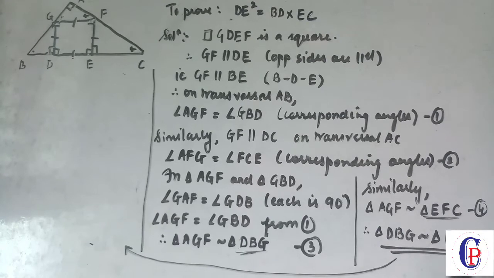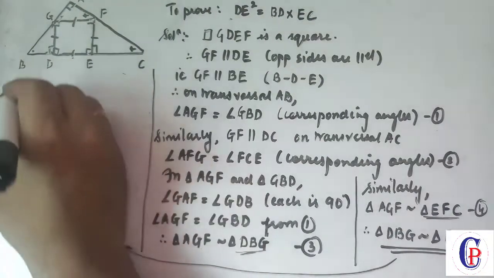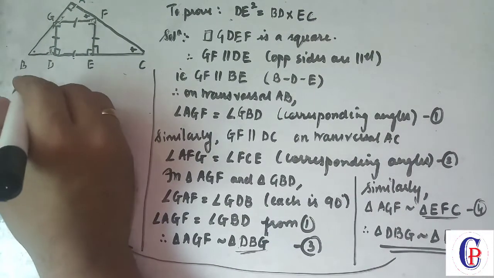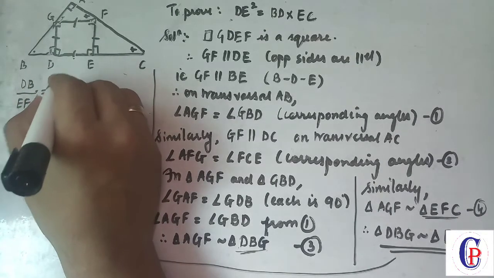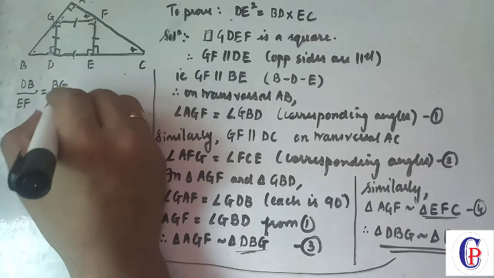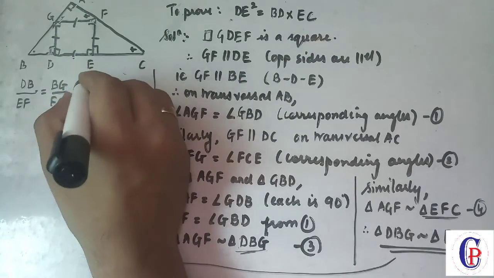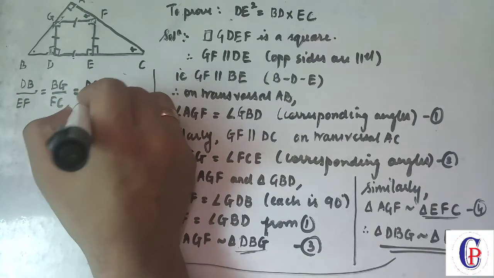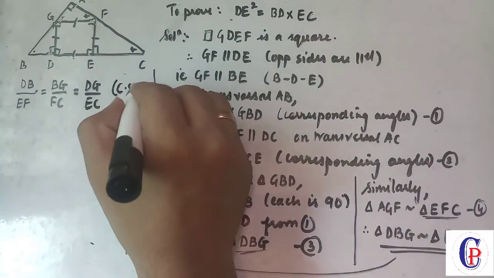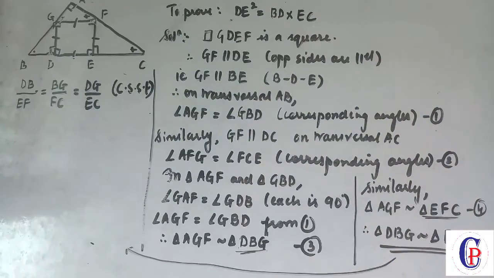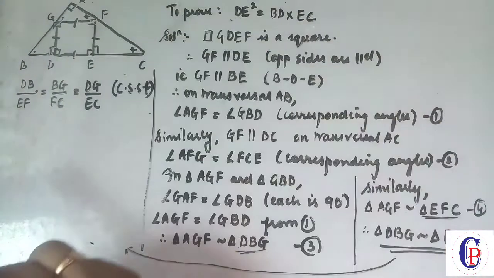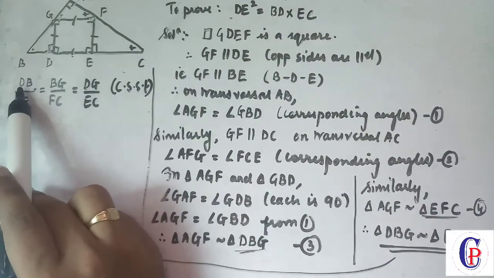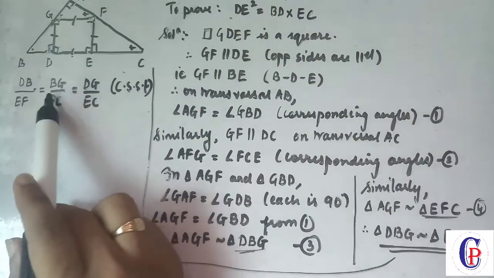Now what happens is, when we get two triangles similar, we write its corresponding sides. So we can say that DB upon EF is equal to BG upon FC is equal to DG upon EC. So this is CSST, corresponding sides of similar triangles. Now we need to prove that DE square is equal to BD into EC. You can see BD is here, EC is here. So let us remove this middle part.